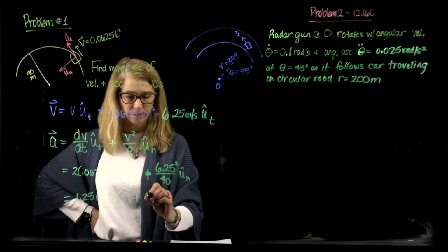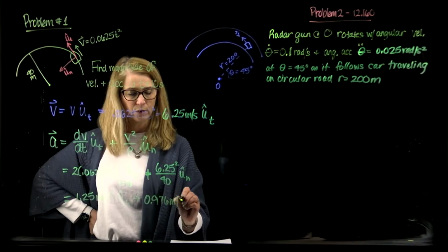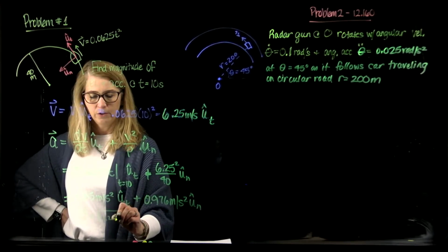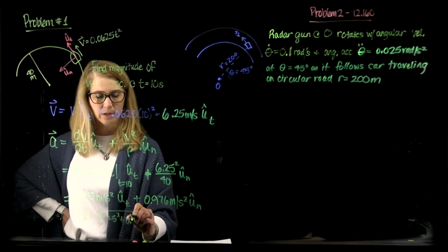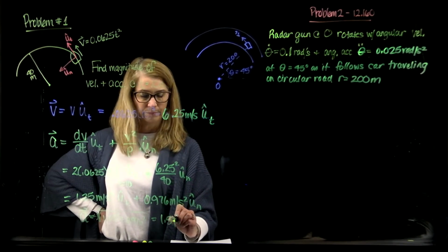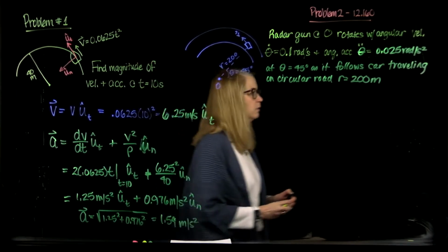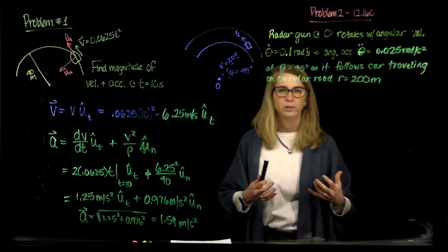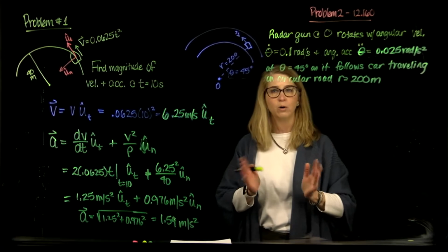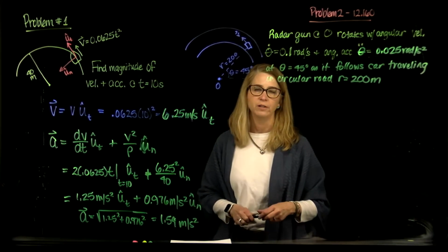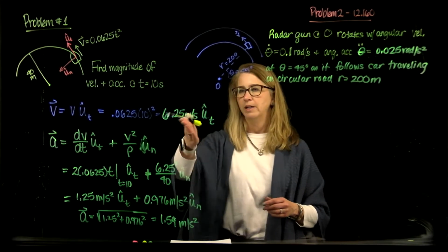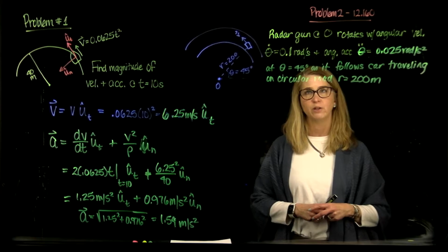The centripetal component ends up being 0.976 meters per second squared. The magnitude of the acceleration is taken by taking the square root of the sum of the squares of these two, because, although we didn't really talk about it, hopefully you've noticed that when we use unit vectors, they are always perpendicular to each other. That's really the only way that it makes sense to designate unit vectors, is to use vectors that are all mutually perpendicular, and that's why we would use the Pythagorean theorem. So for the magnitude of acceleration in this case, we find it's 1.59 meters per second squared, and again, the magnitude of the velocity was 6.25 meters per second.